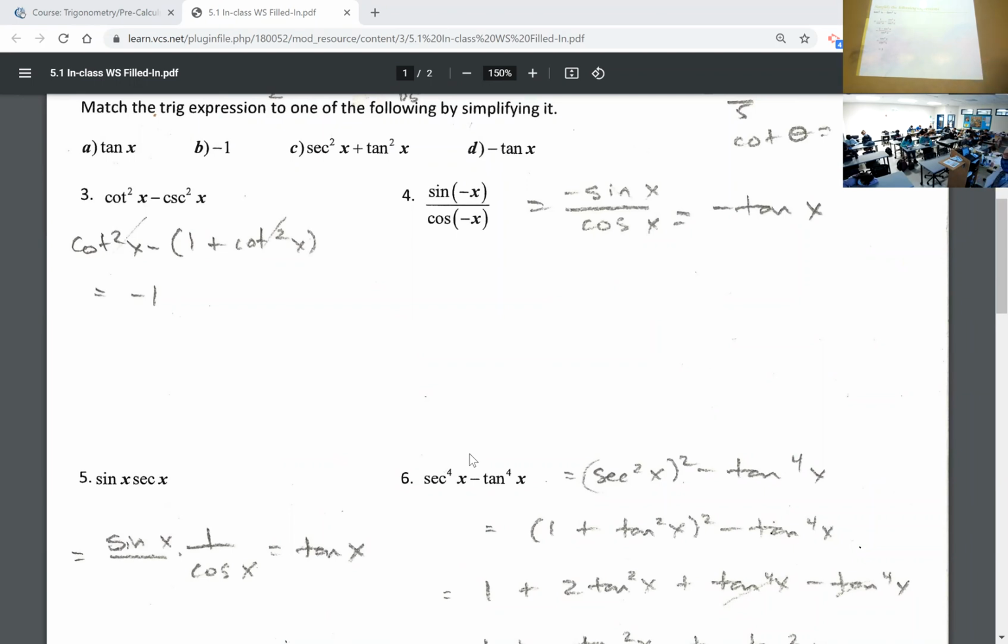4, sine of -x over cosine of -x from my negative identities. And again, I'm going to give you a sheet with all those on there. There's one out there already under chapter 5 at the very bottom. There's a cheat sheet. It's going to have all these.